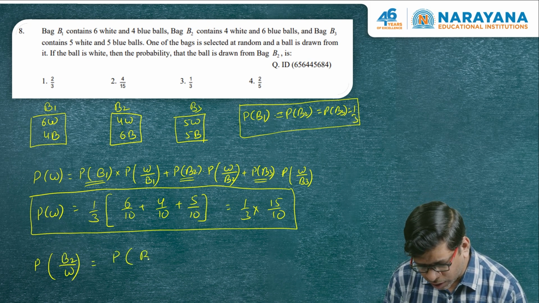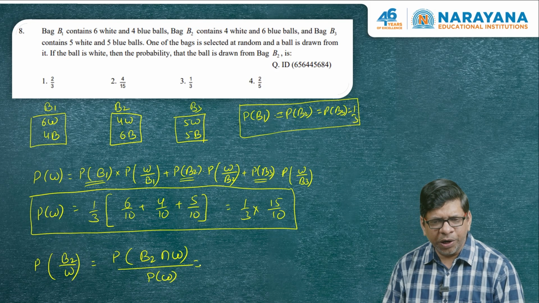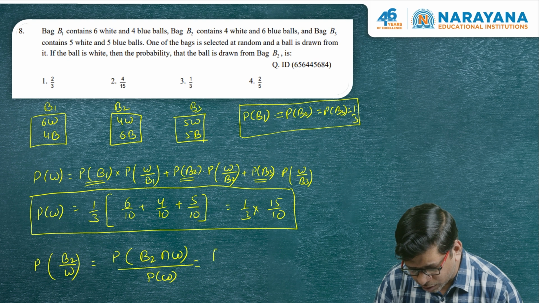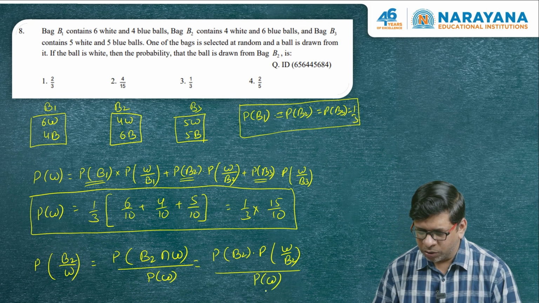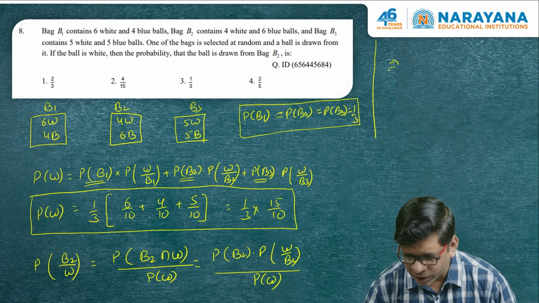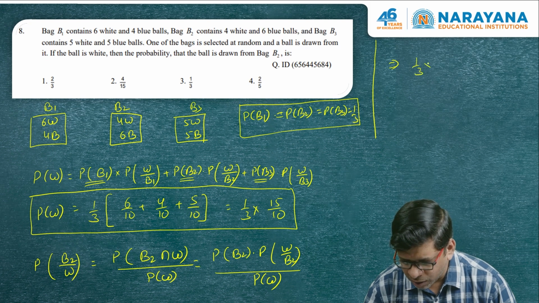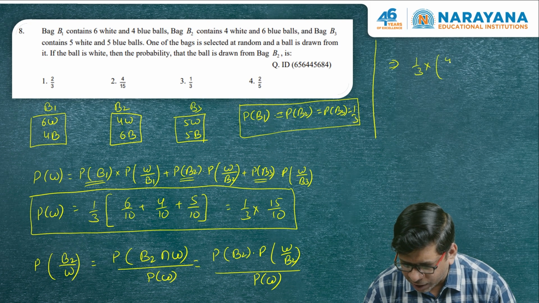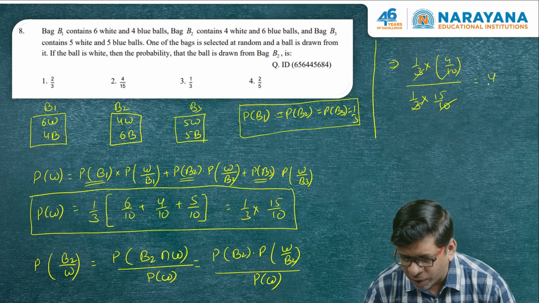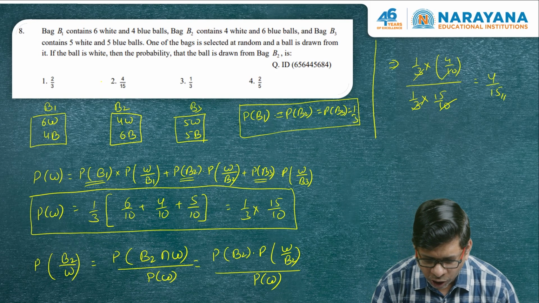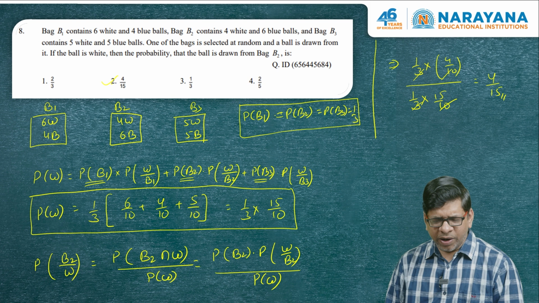According to the definition of conditional probability, P of B2 intersection W, where W means drawing a white ball, is P of B2 into P of W given B2, divided by P of W. Already we have calculated P of W. So let us put the result. What is the required probability? P of B2 is 1/3, then drawing a white ball from B2 is 4/10, divided by 1/3 times 15/10. So the denominator gets cancelled. We get 4/15. 4/15 is option B.